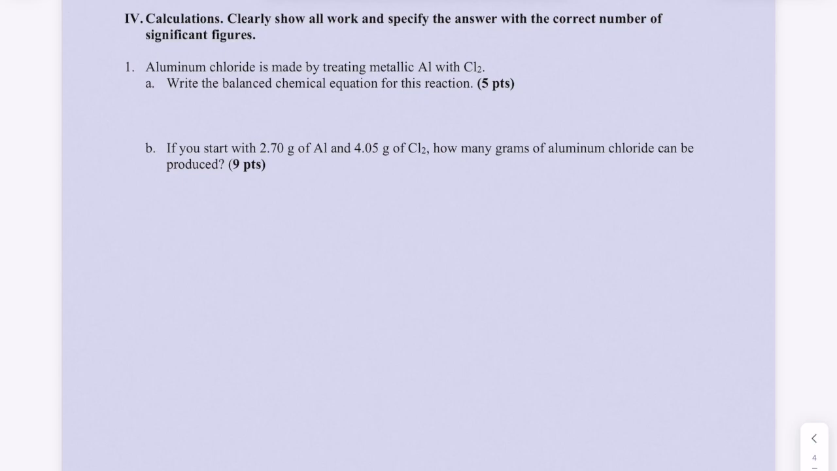Okay, so let's have some fun with calculations. Here we've got a reaction between aluminum and Cl2 generating aluminum chloride. So what's aluminum chloride? Well, again, ionic compounds, we'll note aluminum in column 3A forms a +3 charge. Chlorine is a -1 charge in column 7A. And so aluminum chloride has the formula AlCl3.